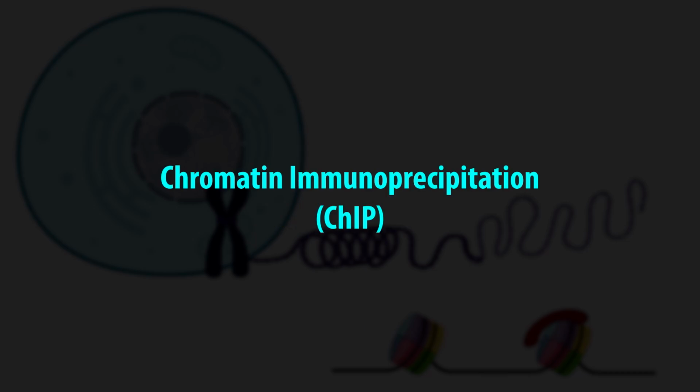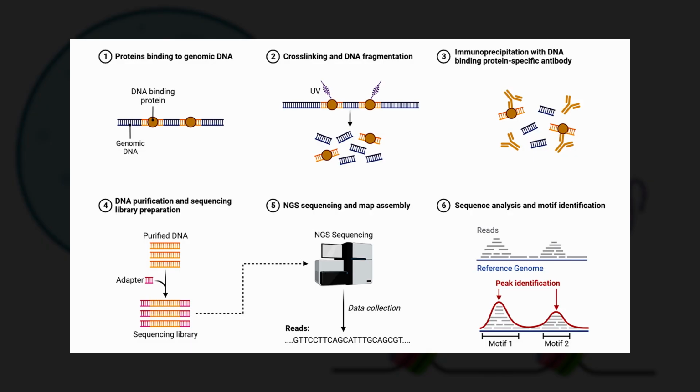Chromatin immunoprecipitation, or ChIP. It is used to map protein-DNA interactions and histone modifications. This technique links specific proteins or epigenetic marks to regulatory elements, helping understand gene expression control.